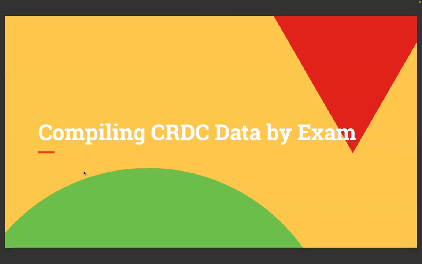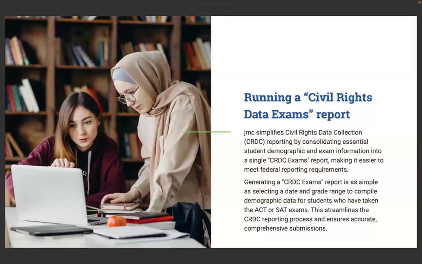Compiling CRDC data by exam. JMC simplifies CRDC reporting by consolidating essential student demographic and exam information into a single CRDC exams report, making it easier to meet federal reporting requirements. Generating a CRDC exams report is as simple as selecting the date and grade range to compile demographic data for students who've taken the ACT or SAT exams. This streamlines the CRDC reporting process and ensures accurate, comprehensive submissions.